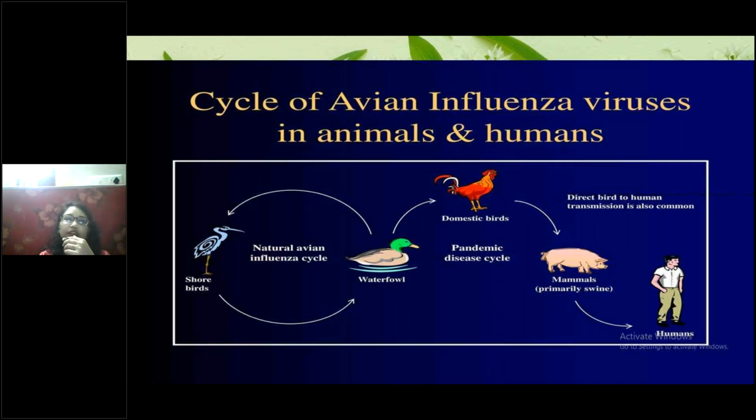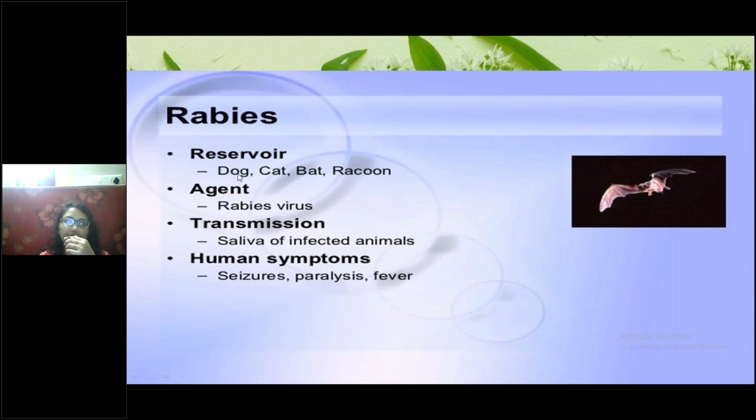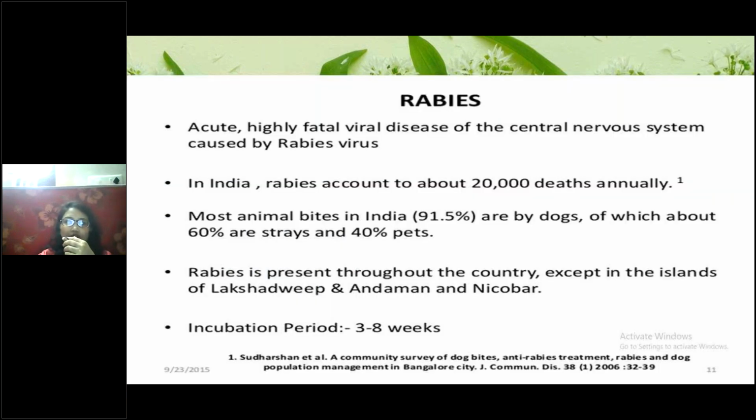And then in rabies, as you already know, there can be reservoirs like canines or even cats, bats, raccoons. And the rabies virus is a rhabdovirus. It is transmitted through the saliva of the infected animals. And once the human is bitten, then he may have seizures, paralysis, and fever. And in very few cases, the human gets well, and they may also succumb to the disease. So it is an acute, highly fatal viral disease of the CNS caused by the rabies virus.